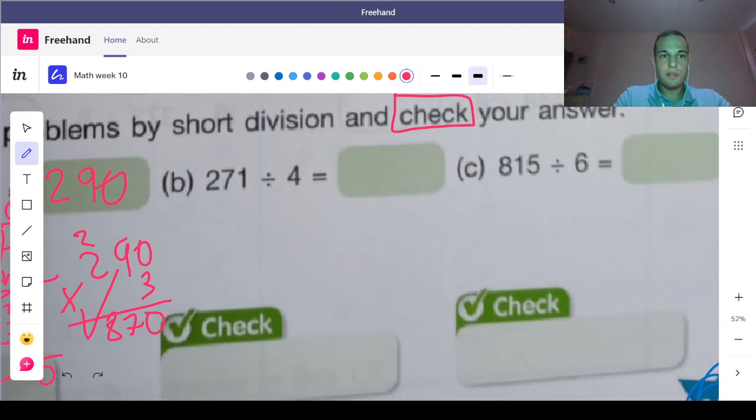Now let's do 271. This one looks like we're going to have a remainder here, right? So let's try it out. We have 271 and 4. 4 goes into 27. How many times? It's not 26. It's not 27. Not 25. So it must be 24. 4 times 6 is 24.